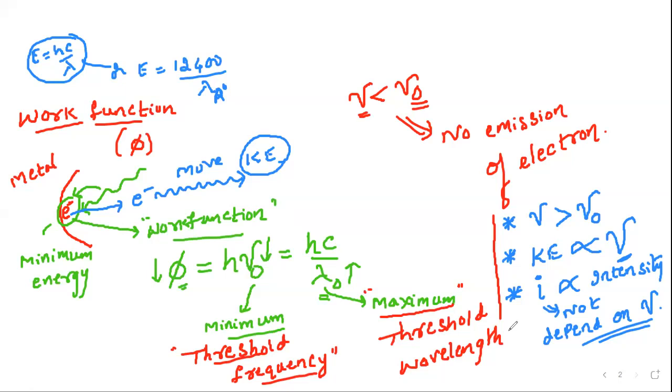Incident frequency must be more than the threshold frequency. These are the conditions that have to be satisfied for the emission of electrons. Next, another very important one: there is some negative potential to stop the electron. That negative potential we call the stopping potential. This stopping potential is directly proportional to the kinetic energy. Please remember this.